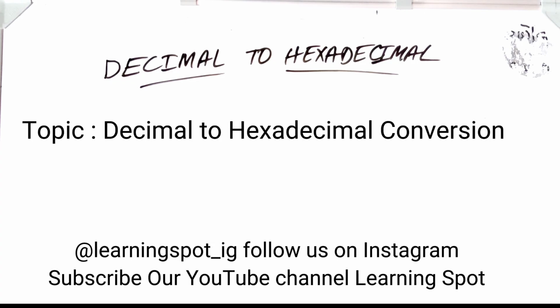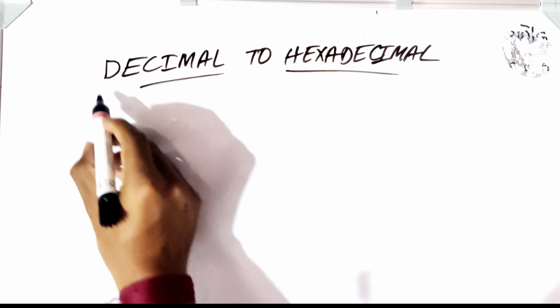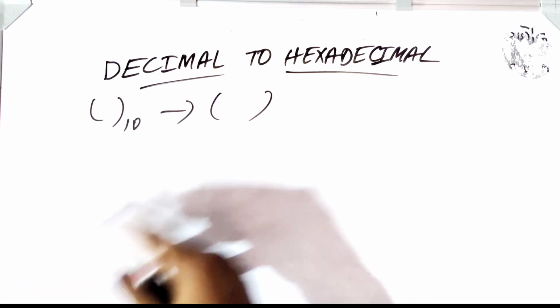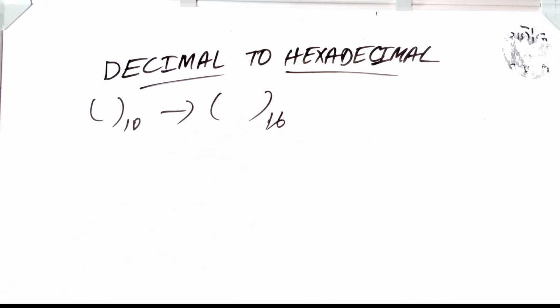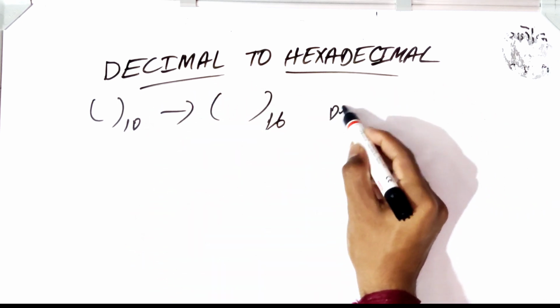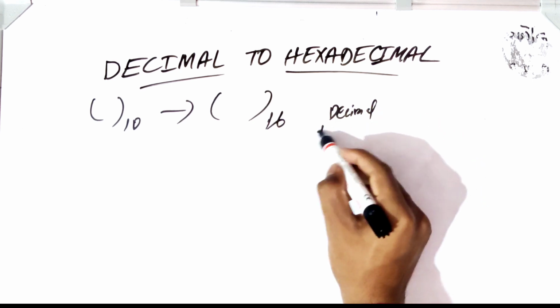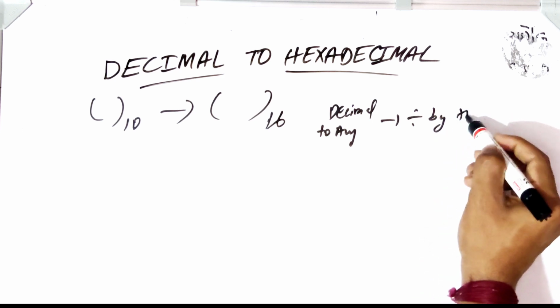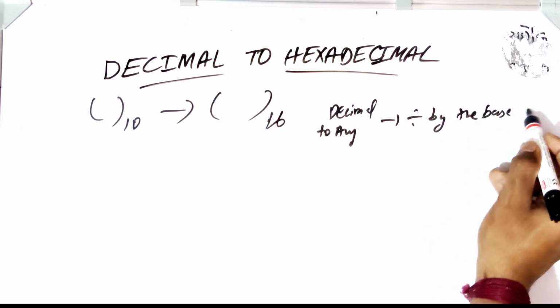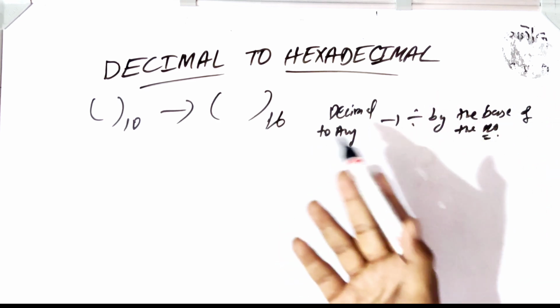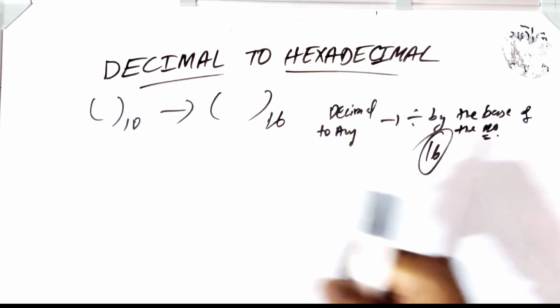So in this video we are going to learn about decimal to hexadecimal conversion. Decimal is nothing but any number to the base 10. Hexadecimal is nothing but any number to the base 16. So the general rule for decimal to any number conversion is: divide by the base of the required number. If it is hexa, divide by 16.